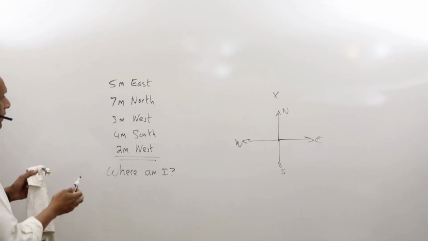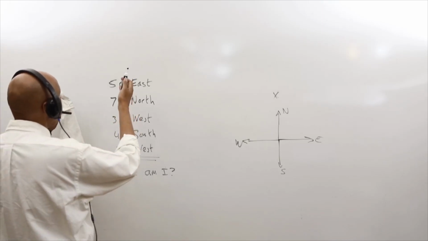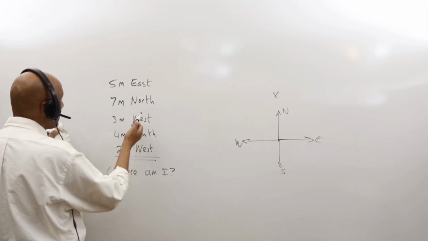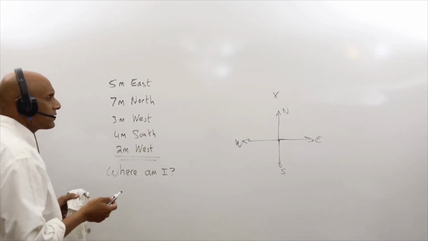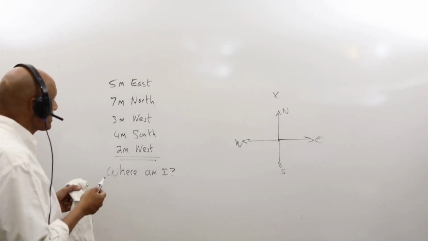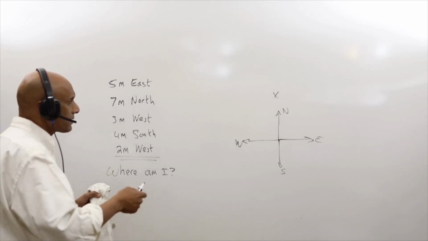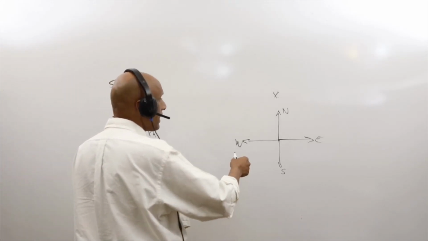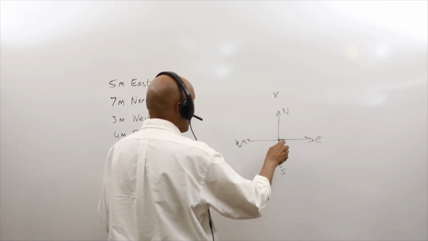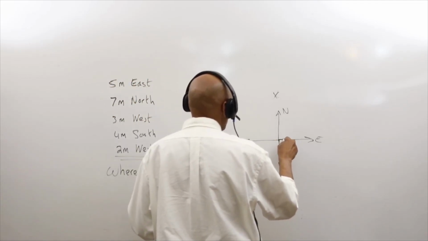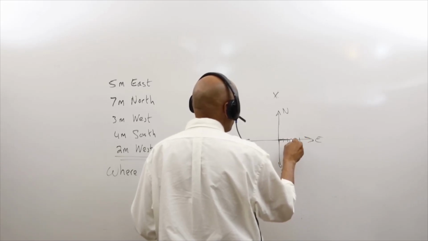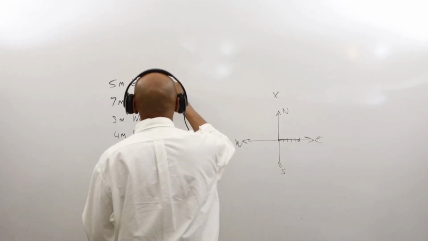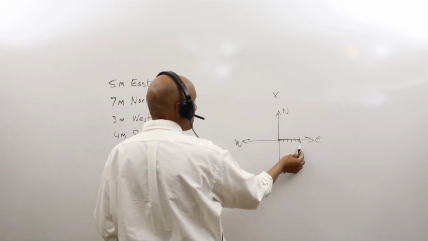So I've written down the instructions. I've traveled 5 meters east, 7 meters north, 3 meters west, 4 meters south, 2 meters west. But is there some kind of algebraic system I could represent this by? Let's verify. I could go to a graph and start counting up all the regions. So I'd say 1, 2, 3, 4, 5. So I've traveled 5 meters east.